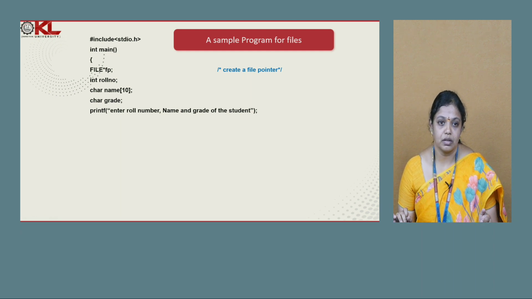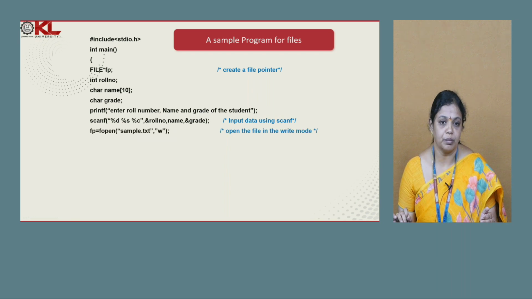You can have a quick view of the data types: integer, character for the grade, and a character array. Enter the roll number. Now I am prompting the user to enter the roll number, name and grade of the student. The same thing, inputting the data using scanf. This is the normal procedure we have usually done. Enter the roll number, name and grade.